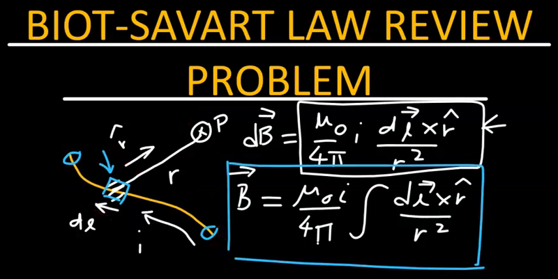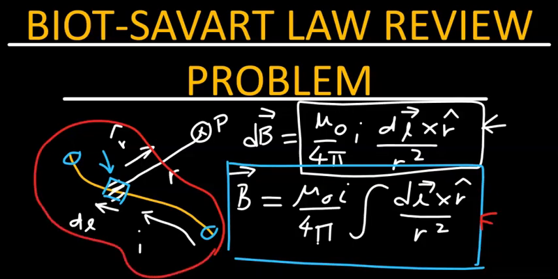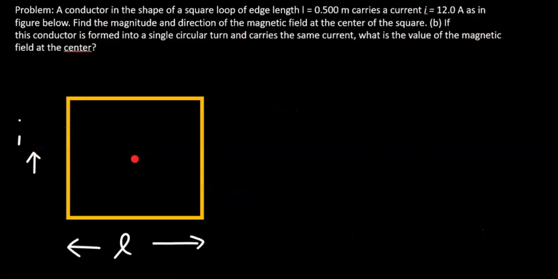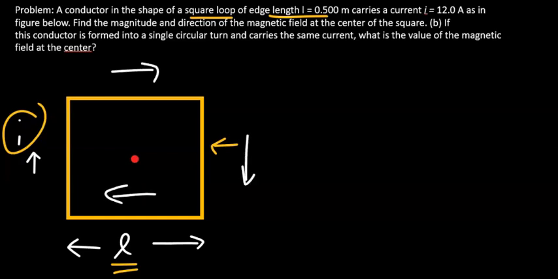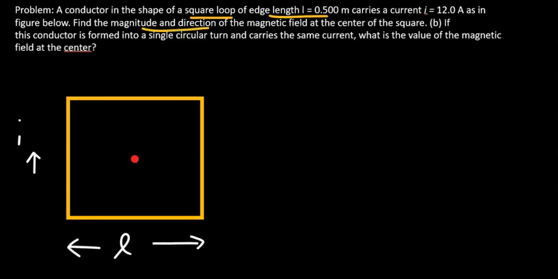So the Biot-Savart law enables us to calculate magnetic field due to an arbitrary shaped current carrying conductor at a point. Let's get to the problem. A conductor in the shape of a square loop, shown here, edge length is 0.5 meter, carries a current of 12 ampere, as shown in the figure below. So the direction of the current is like that. Find the magnitude and direction of the magnetic field at the center of the square.